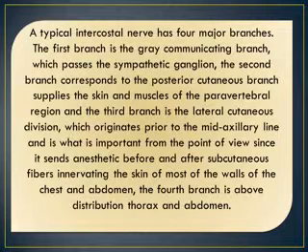The first branch is the gray communicating branch, which passes to the sympathetic ganglion. The second branch, the posterior cutaneous branch, supplies the skin and muscle of the paravertebral region. The third branch is the lateral cutaneous division, which originates prior to the middle axillary line. The fourth branch is the anterior cutaneous branch, innervating the skin of the walls of the chest and the abdomen.